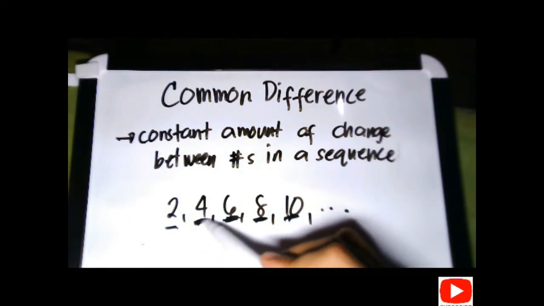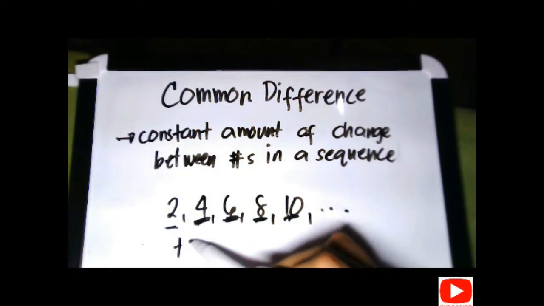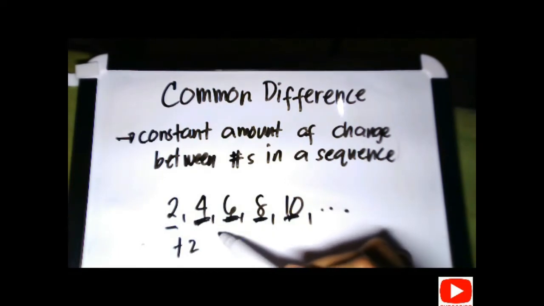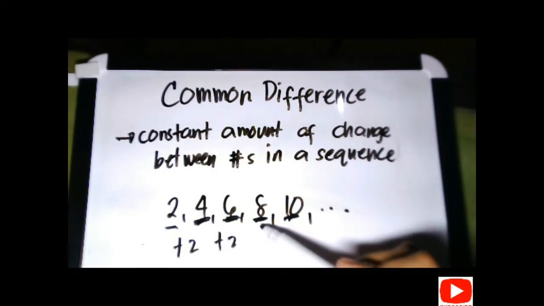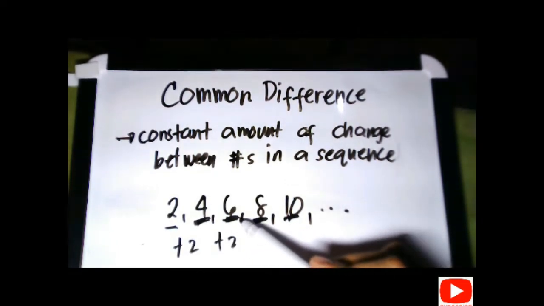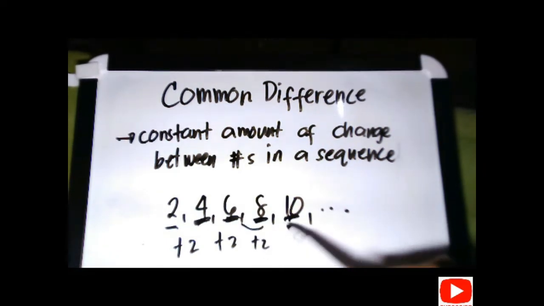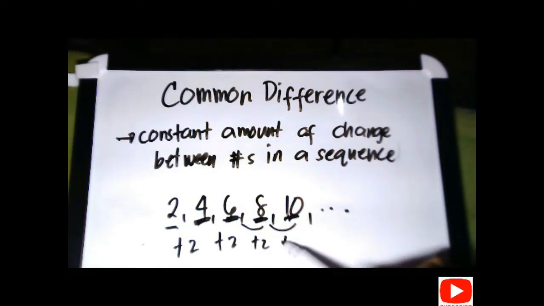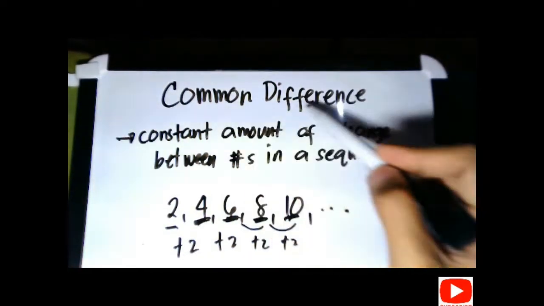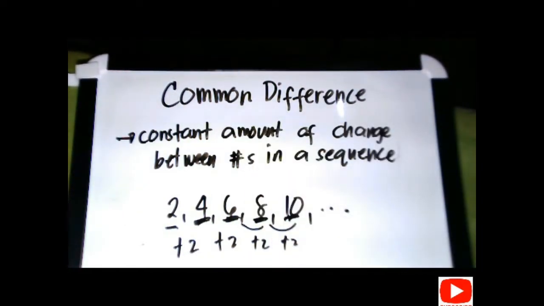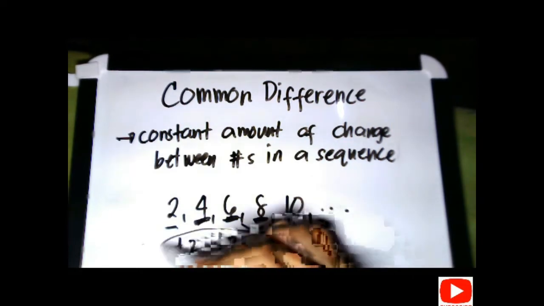In getting 4, we add 2. In getting 6, we add 2 to 4. In getting 8, we add 2 to 6. In getting 10, we add 2 to 8. So therefore, this constant amount is the common difference. Then the common difference is 2.